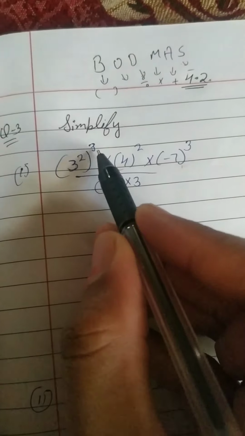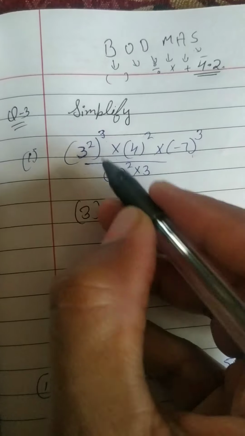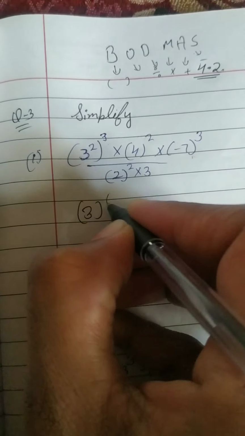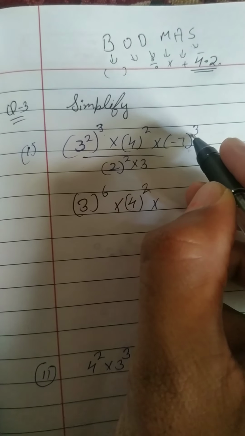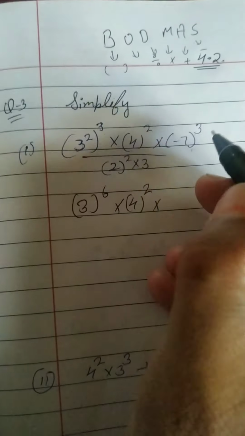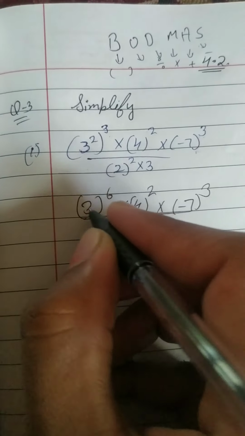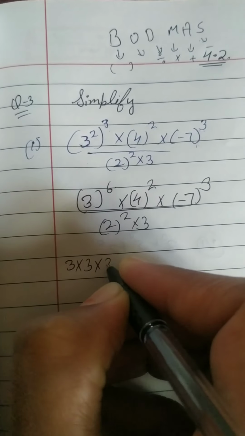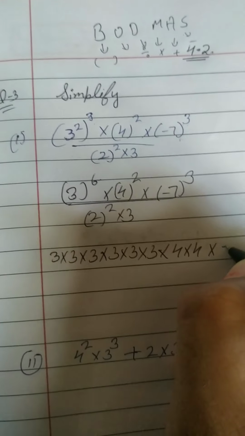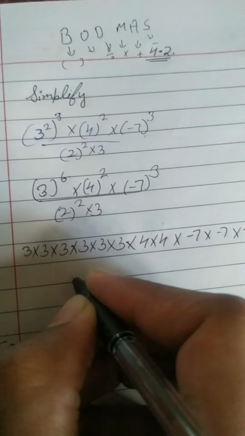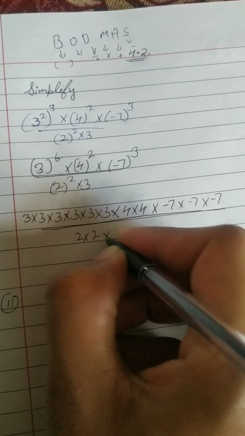Firstly, power raised to power, so multiply power into power. 3 raised to power 2 into 3, that will become 6. 4 raised to power 2. Power is not minus, you have to see carefully, power in negative. Minus 7 raised to power 3, then 2 raised to power 2, 3. Now write 3 how many times? 6 times. 4 you have to write 2 times. Minus 7 you have to write 3 times. In the denominator, 2 you have to write 2 times, and 3 you have to write once.